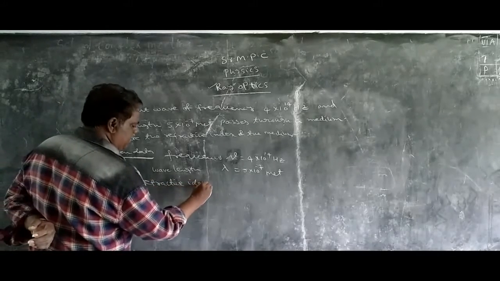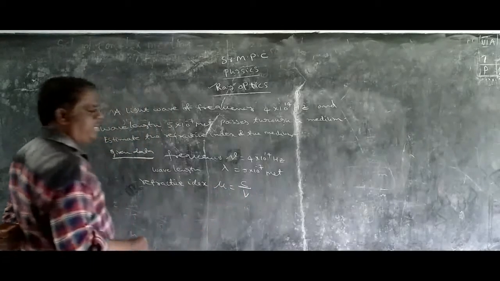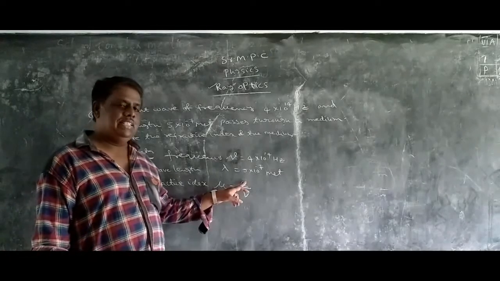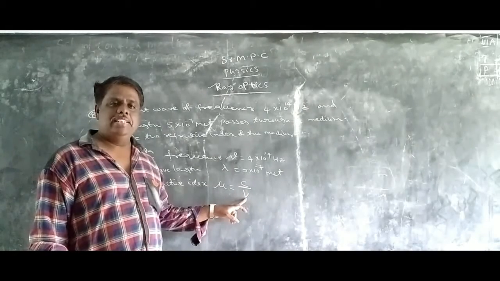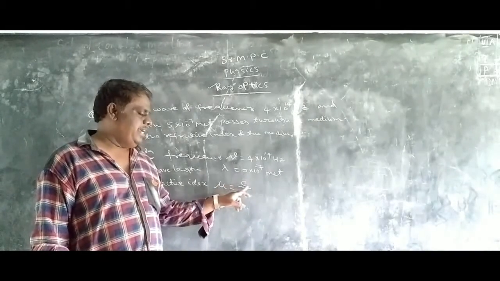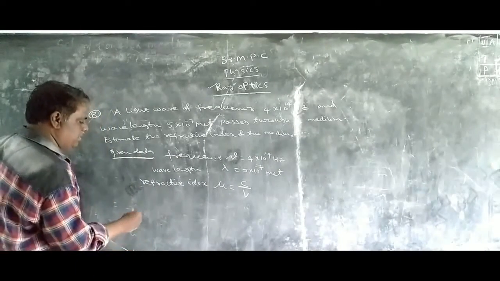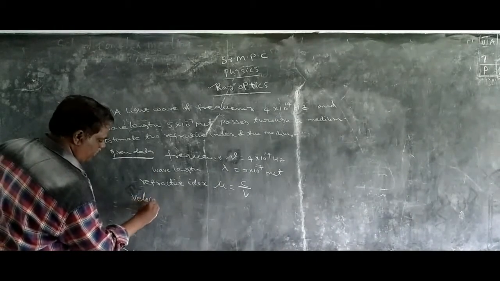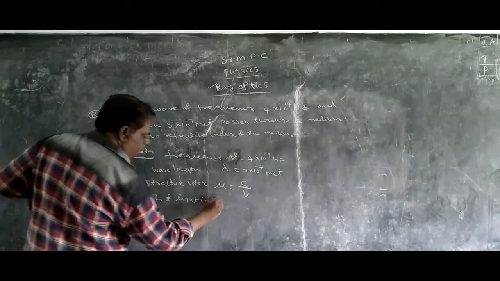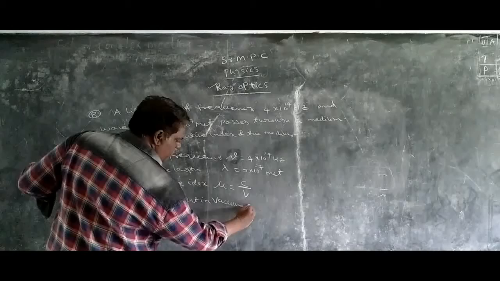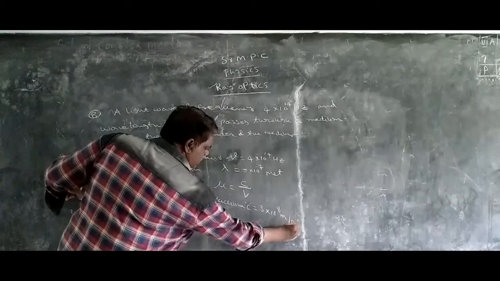Generally, the formula for refractive index is mu is equal to C by V. Here, C is the velocity of light in rarer medium, V the velocity of light in denser medium. The velocity of light in rarer medium or vacuum, the value you know, C is equal to 3 into 10 power 8 meter per second.